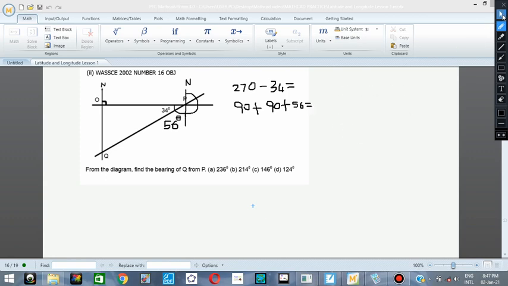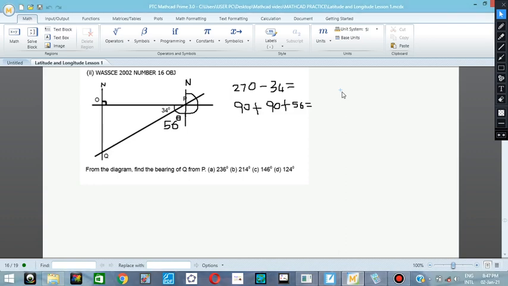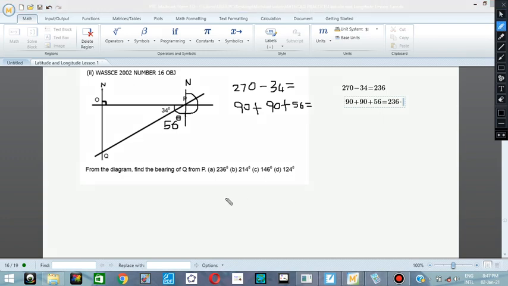Okay, so let me add it. If you do 270 minus 34, see the answer is 236. So A is the answer to this question, 236. Or if you do the same thing, you say 180 plus 56, you are going to have the same answer, 236 degrees. So the answer to this question is A. So take note of that. A is the answer. So that is all I want you to understand.